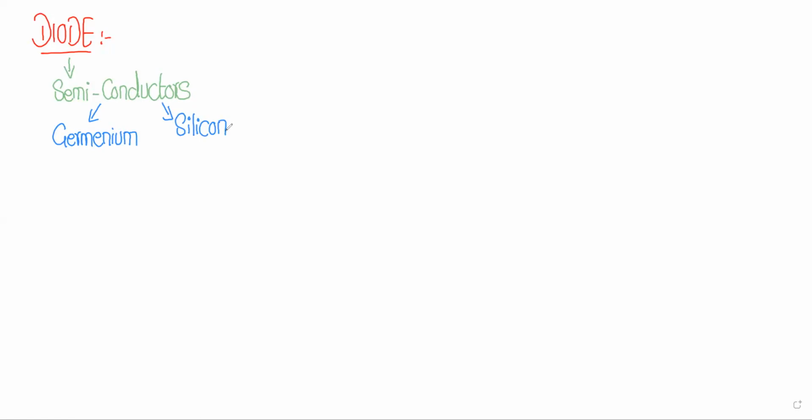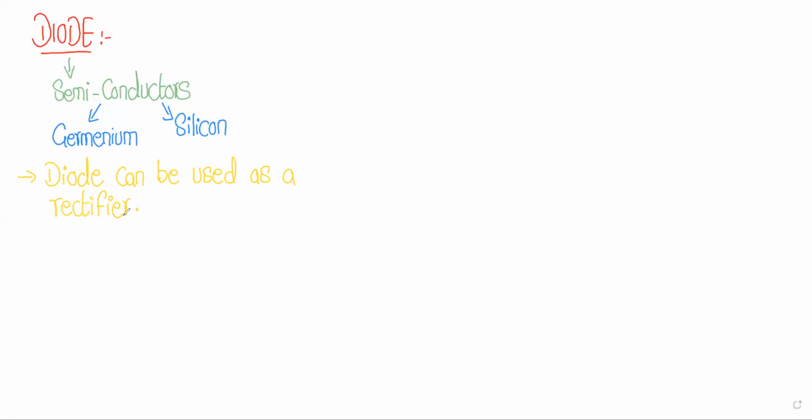And the main purpose of discussing this topic is to discuss the function of the diode. What is the main function of a diode in our circuit? The main function is that we can use a diode as a rectifier. The important concept included in our syllabus is that a diode can be used as a rectifier.